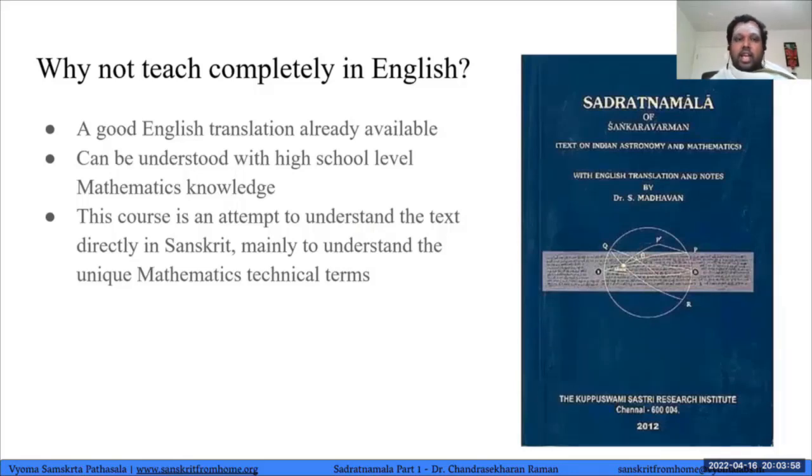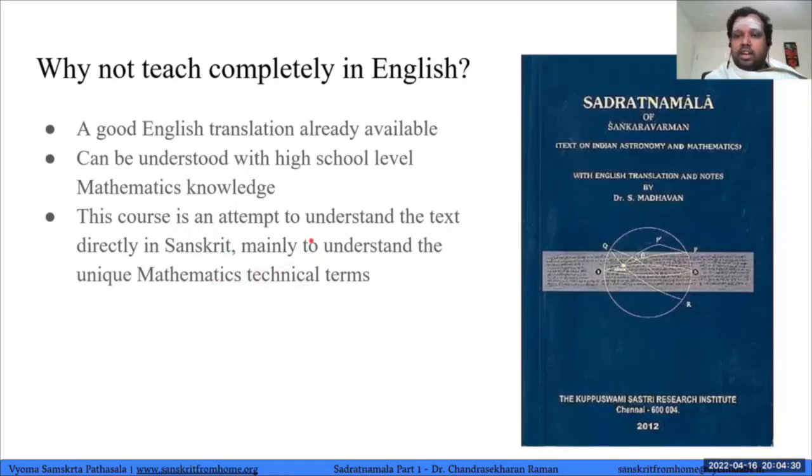We will talk about it. It can be understood with high level knowledge of mathematics, so basically, high school level knowledge. If you know high school mathematics, you can just pick this book and you can understand. You don't have to come to this class to understand what is there in this course. So the answer to why not teach it completely in English is that I don't have to teach it in English because there is already good material available. This course is an attempt to understand the text directly in Sanskritam, mainly to understand the unique mathematical technical terms.